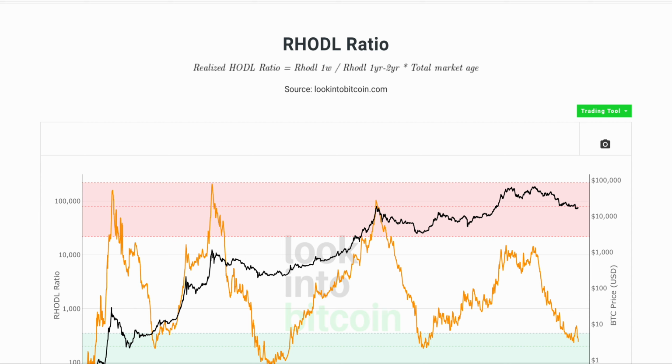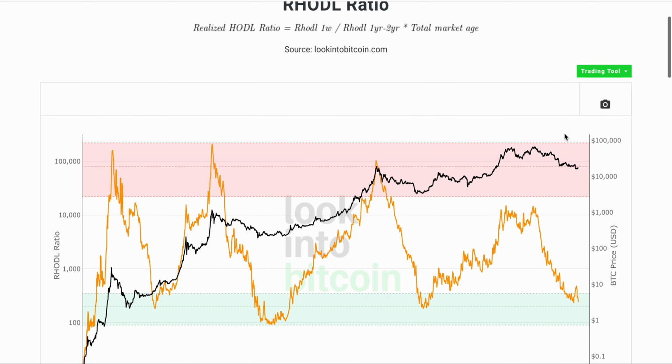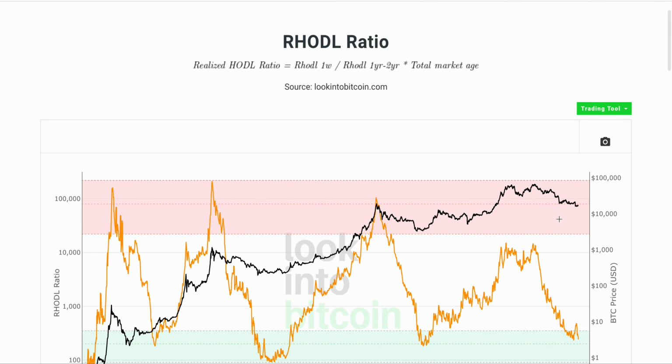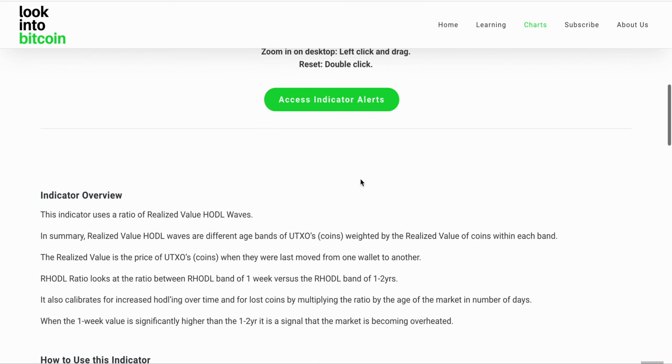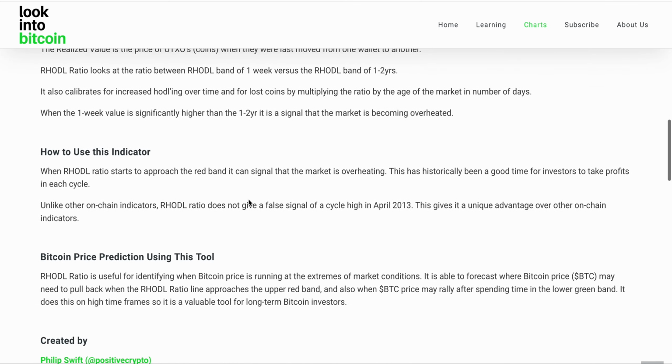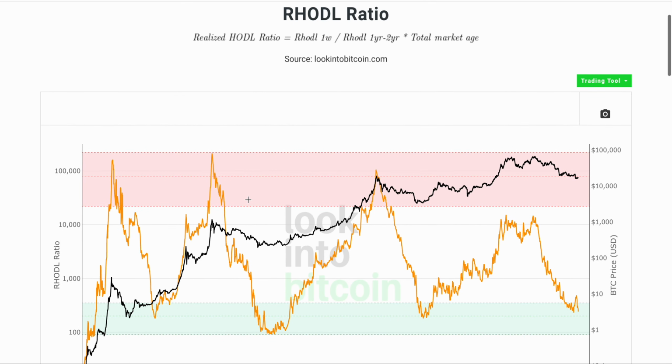And then the last one I want to talk about, second to last, is the HODL ratio. And again, we're in green, which is basically capitulation. So I'm not going to go through every single one of these charts, but what you could do on your own is look at the chart, and then you can go into the definition and read about it and understand it on your own so you can get a better grasp.